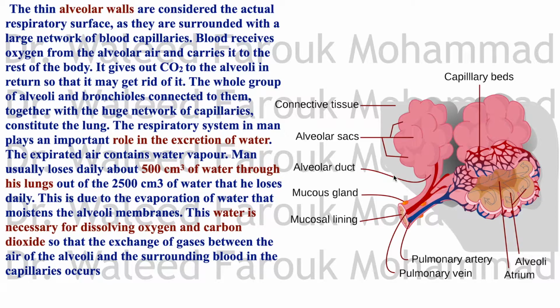Also, the respiratory system in man plays an important role in excretion of water because there is water at the alveolar walls, and the daily loss of water through the lungs is about 500 cubic centimeters because of the evaporation of water that moistens the alveolar membranes. Water is necessary for dissolving oxygen and carbon dioxide in the blood, in the plasma.